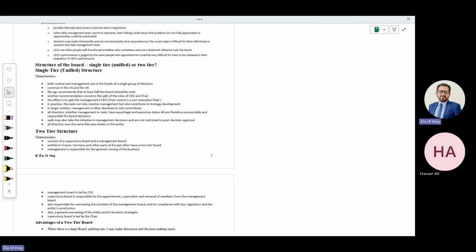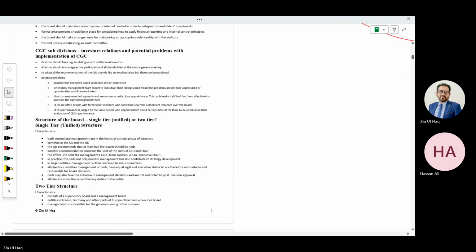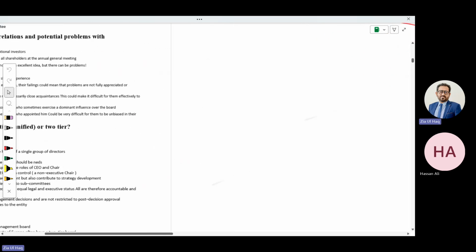And we have discussed a few other topics: induction program, CPD, retirement by rotation, and board structure, single tier and 2 tier. And we have covered one question, that is lump. So let's move forward. Moving further in corporate governance. What else do we need to cover in corporate governance? Let's discuss.